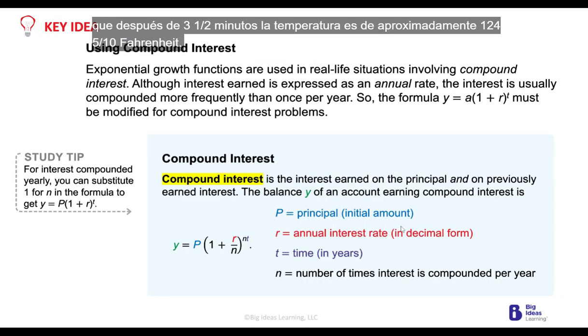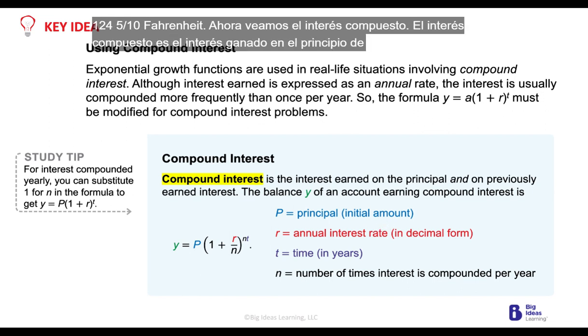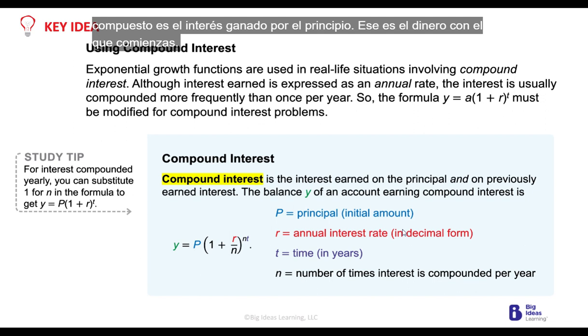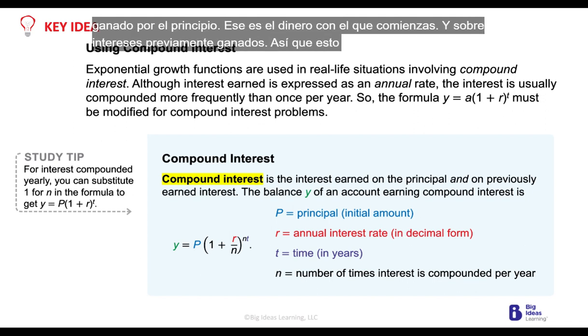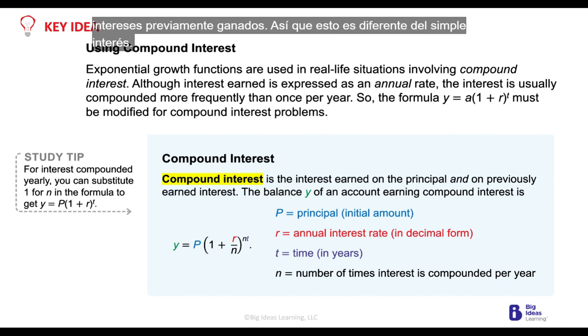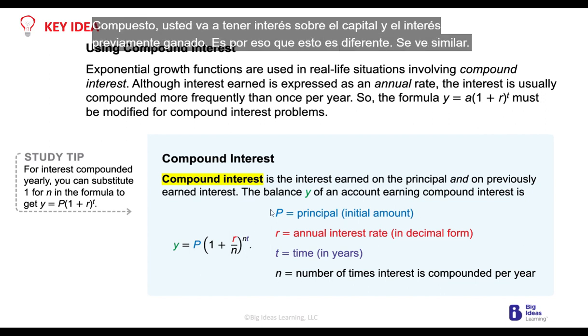Okay, so now let's look at compound interest. Compound interest is the interest earned on the principal. That's the money you start with. And on previously earned interest. So this is different from simple interest. Simple interest is only interest on the principal. Compound, you're going to have interest on the principal and previously earned interest. That's why this is different. It looks similar, but it is different.